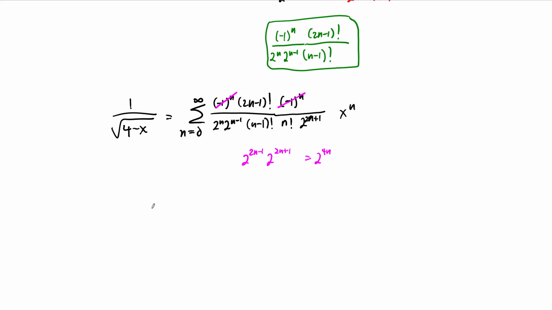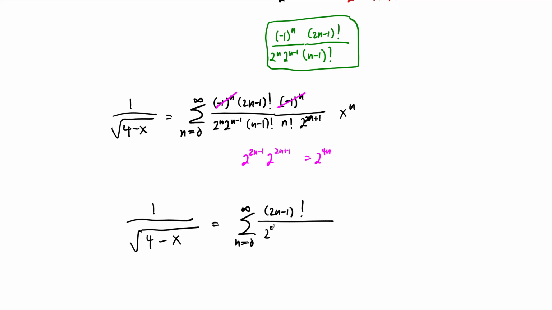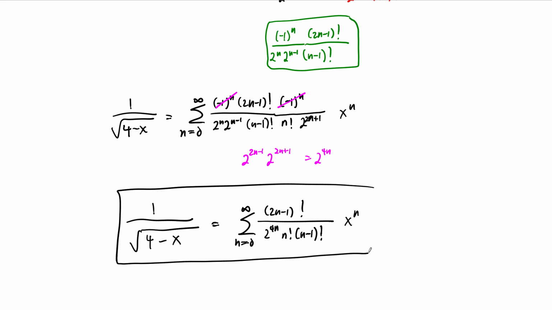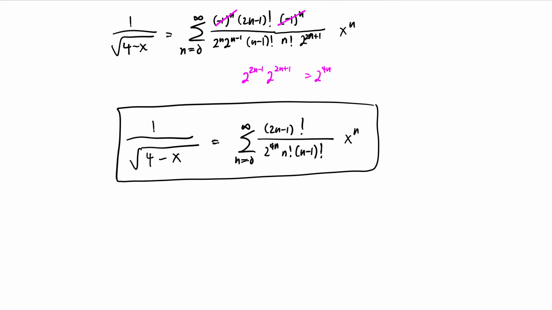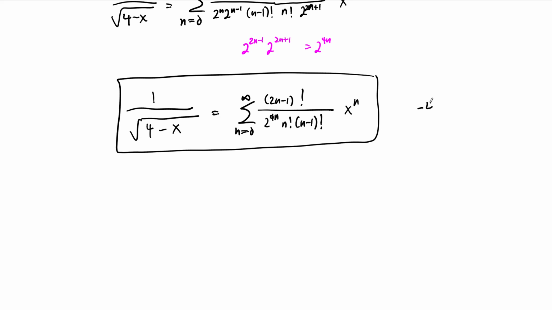This ends up giving us the Maclaurin series for the function 1 over 4 minus x under a square root equal to sum n from 0 to infinity 2n minus 1 factorial over 2 to the 4n, right, times n factorial times n minus 1 factorial, all times x to the n. And so this comes from binomial series, and this converges, by the way, for x between negative 4 and 4. Exclusive, does not include the endpoints.